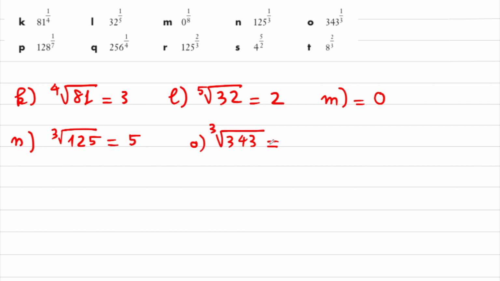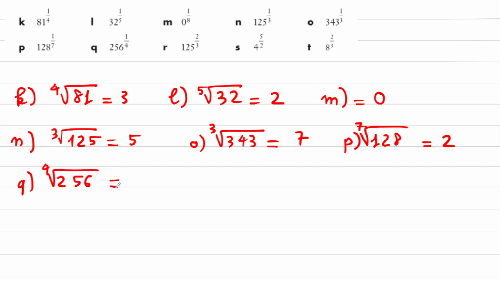So how can you work with this one? I cannot remember this, so I will use my calculator. Yes, that is 7. About P, 128, and you've got the 7th root, you will get 2. About Q, 256, you've got the 4th root outside. I cannot calculate this one in my mind, so using my calculator, I've got the answer.